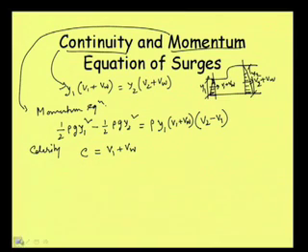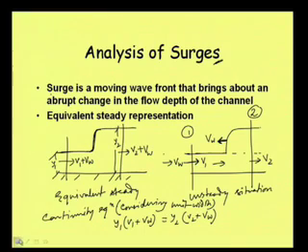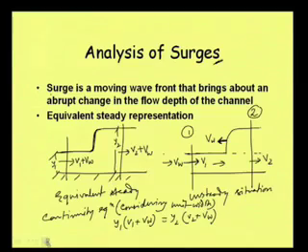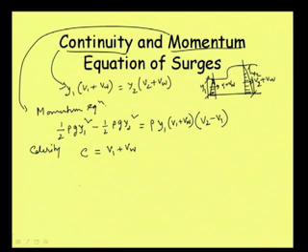Now we need to mention one point here, that we got one expression for C is equal to root of gy, and this equation is called Lagrange's equation of celerity. This equation C is equal to root over gy is called Lagrange's equation of celerity. And now let us see what will be the expression for C in case of surge in terms of y1 and y2.